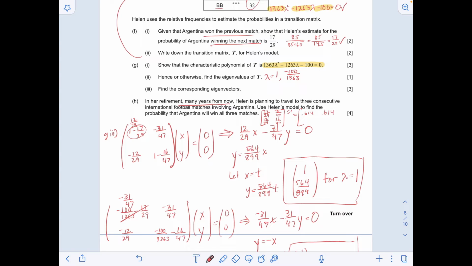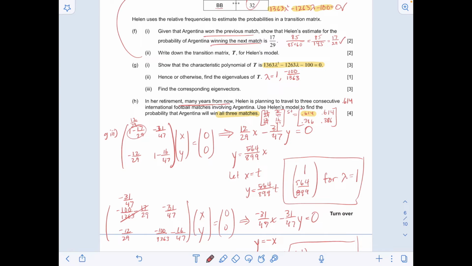0.614, 0.614. When you do this, you get repeated values. The probability of winning is independent of the probability of losing for the very far future. And you get 0.386 and 0.386 for the probability of losing, regardless of the first. So very, very far in the future, the probability of a win is 0.614. Now, Helen wants to know the probability of winning all 3 matches. So we know the probability of a win is 0.614.